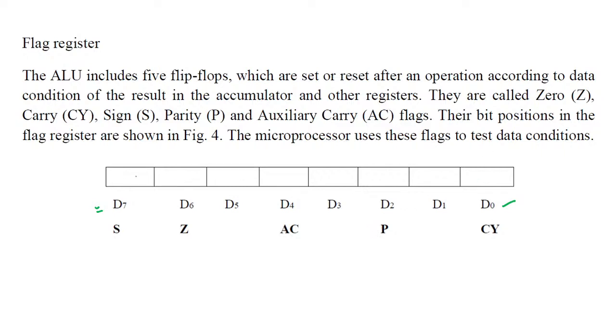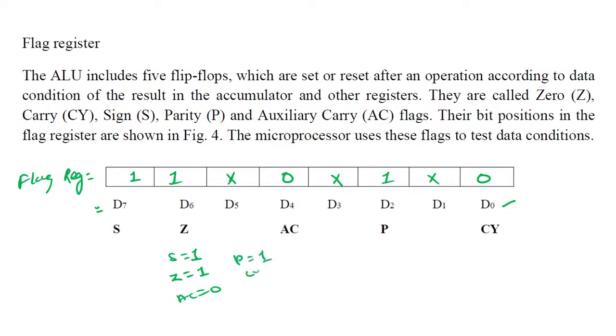For example, if I have these bits like this, this one is don't care. You can say it is not used. This particular bit is not used, so we can take some values here. Let us say this is also not used, and this is 0. If you have a flag register like this, from this you can say that the sign flag is set, the zero flag is set, the auxiliary carry flag is reset, the parity flag is set, and the carry flag is reset.